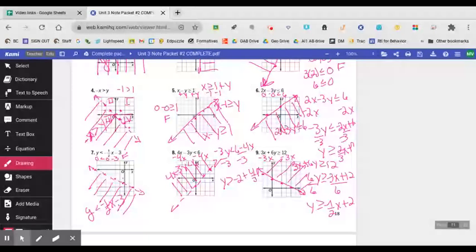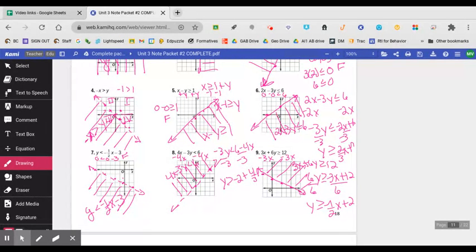Number 5, when I rearrange that, I got x minus 1 is greater than or equal to y. So that means it has a y-intercept of -1 and a slope of 1. And when I substituted in (0, 0), that was false, so I shaded away from the origin. Notice I'm also writing my inequality in the shaded region.